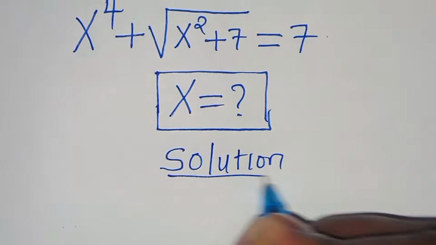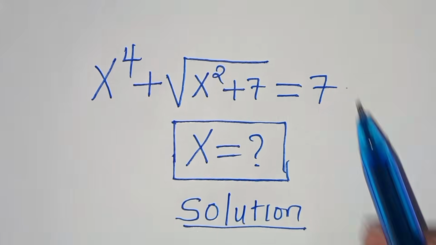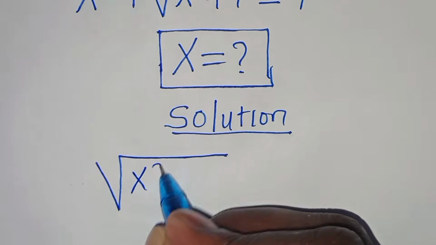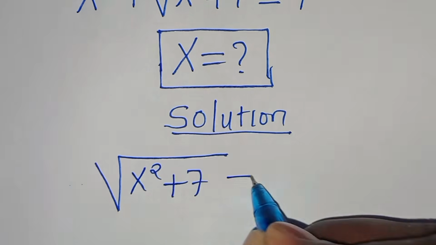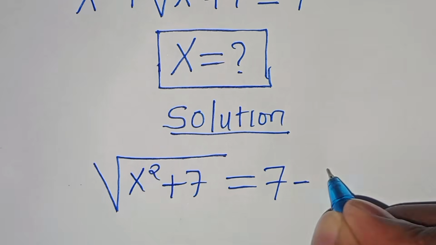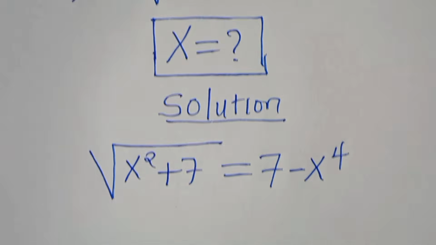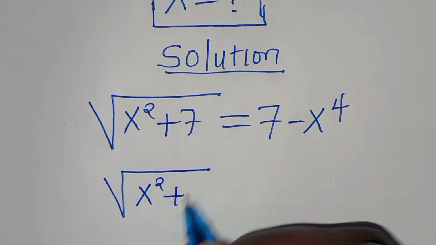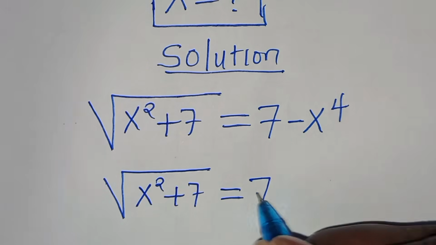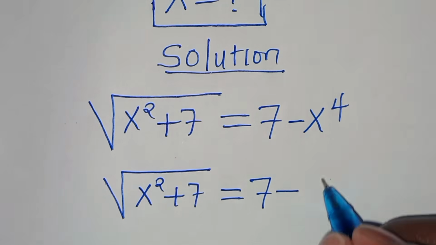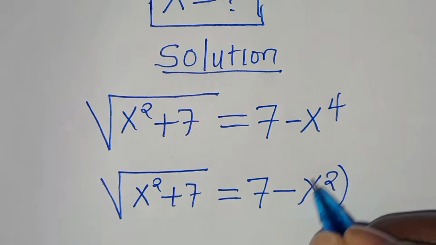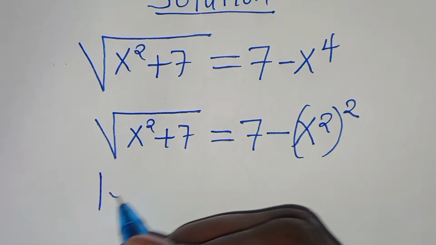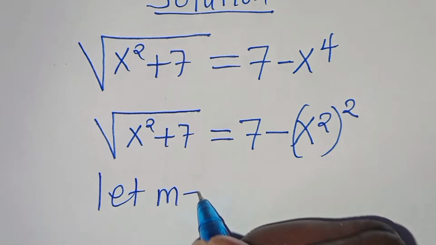So the first step is to take x to the power of 4 on the right hand side, so that we have the square root of x squared plus 7 equal to 7 subtract x to the power of 4. So this is the square root of x to the power of 2 plus 7, equal to 7 subtract x to the power of 4, which we can express as x to the power of 2 raised to the power of 2.